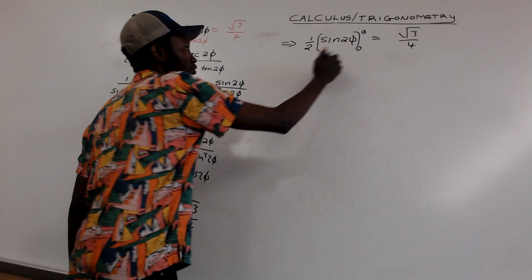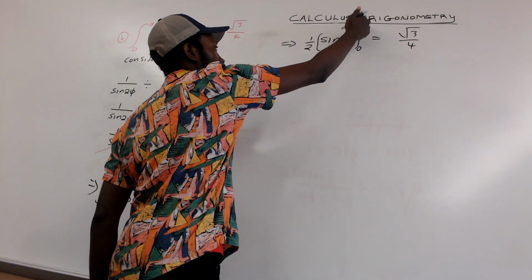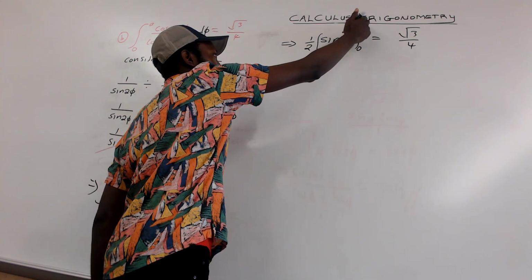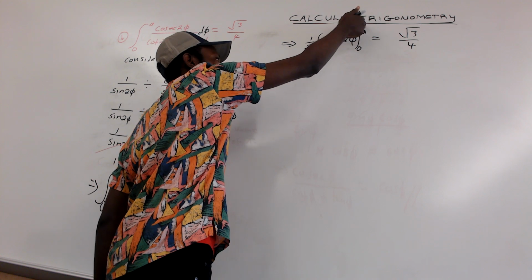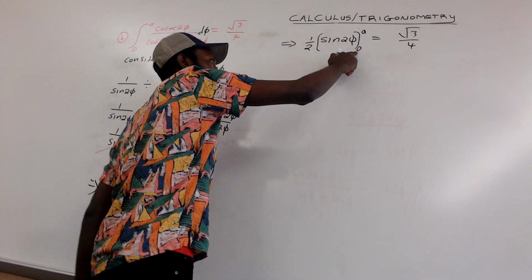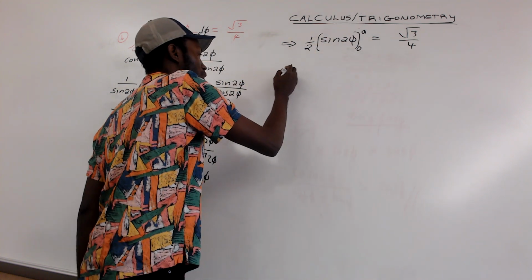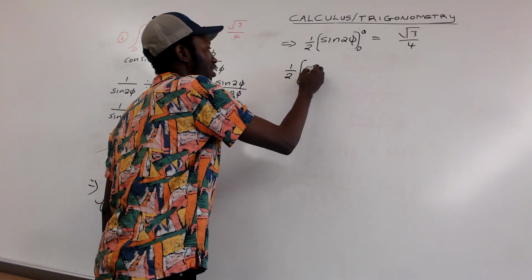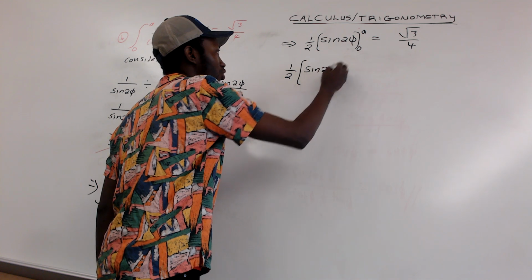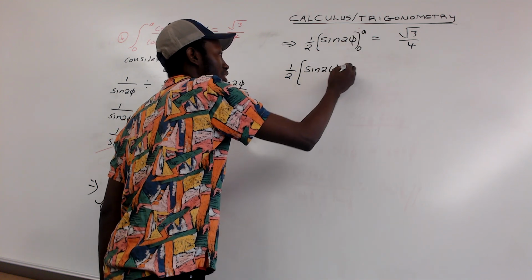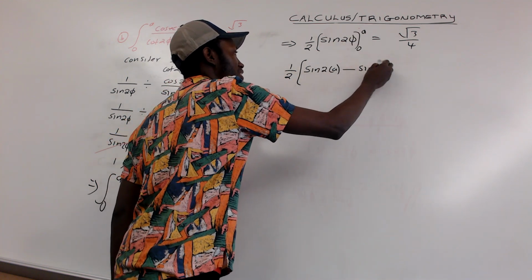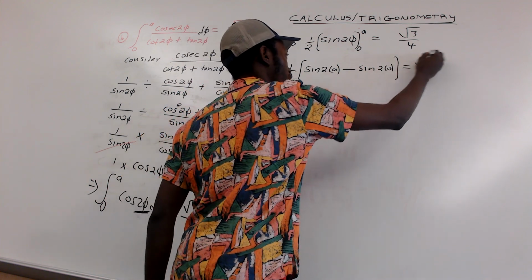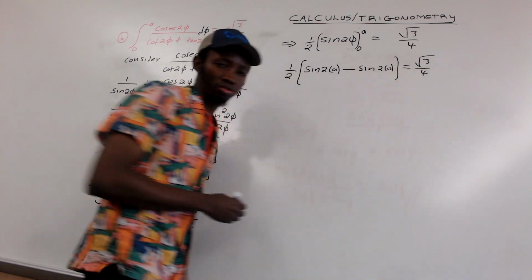So the next point, we substitute our limits, the top limit and the lower limit. We always start from the top limit. After substituting the top limit, the result minus the lower limit value. So if we substitute that, it's going to be half into sine 2 into the first limit, which is a, minus sine 2 into 0. We have this equals root 3 all over 4. This is what we have.